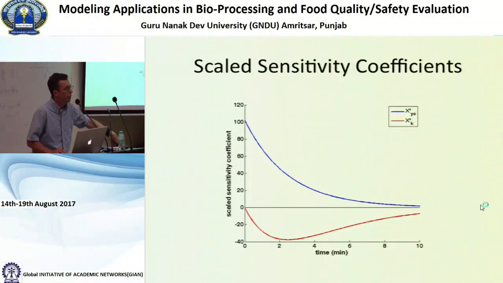Now, the second question is, are they uncorrelated? So what do you think? Look at those two shapes. Are they different or are they the same? They're different. So then correlated or uncorrelated? So it's uncorrelated. So then can you estimate both parameters separately?